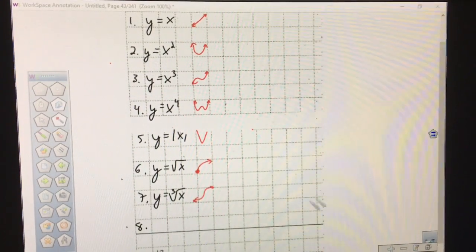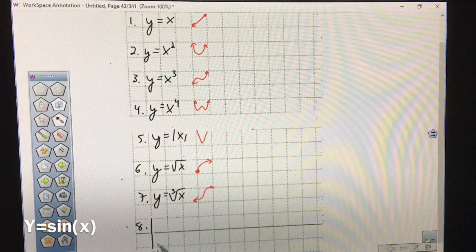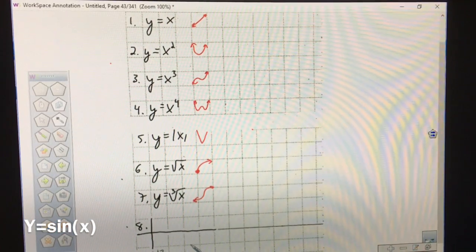Now I'm going to start preparing for the next lesson that's coming up, and that's going to be graphing these trig functions. And the eighth one is going to be the sine of x. So you're going to put a vertical line there, and we're going to go out 1, 2, 3, 4. Everybody get on the dance floor.